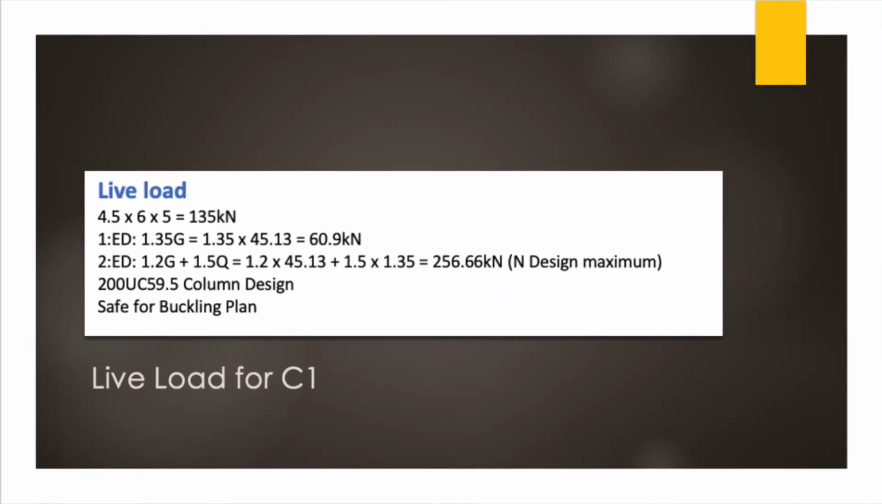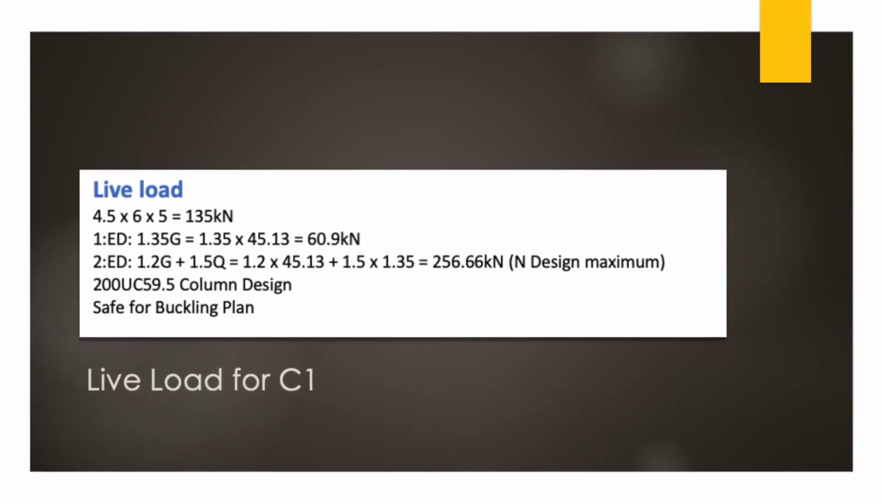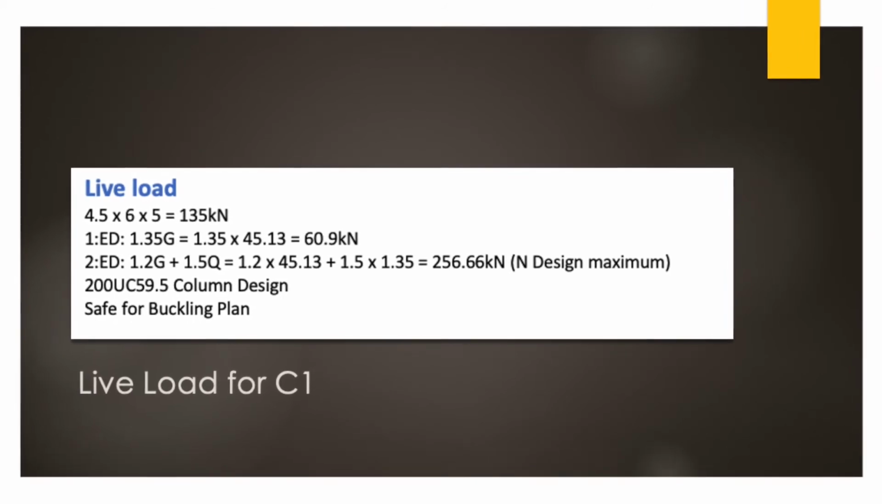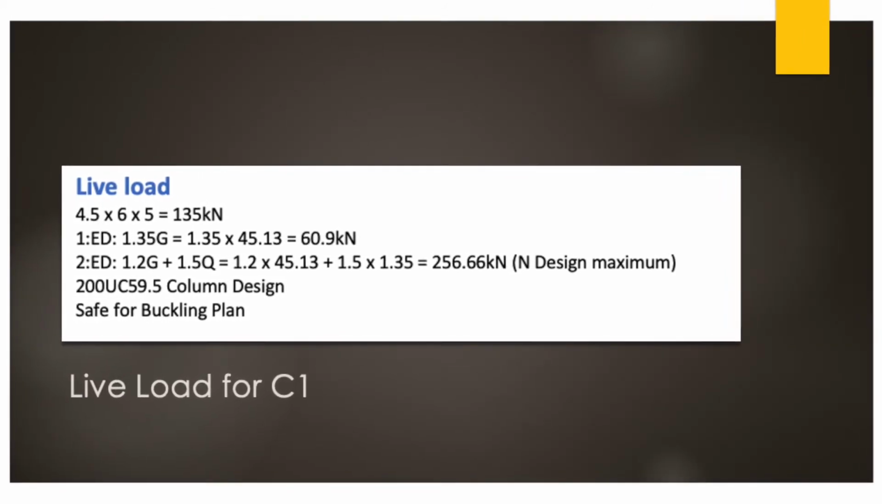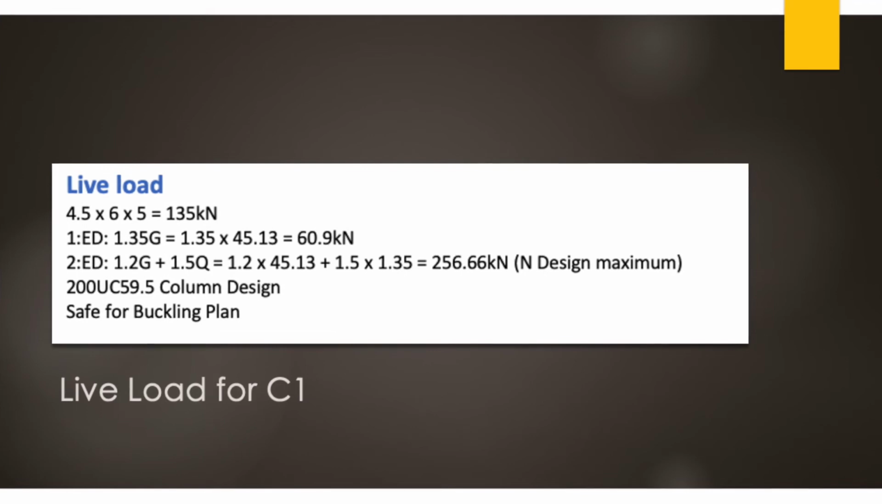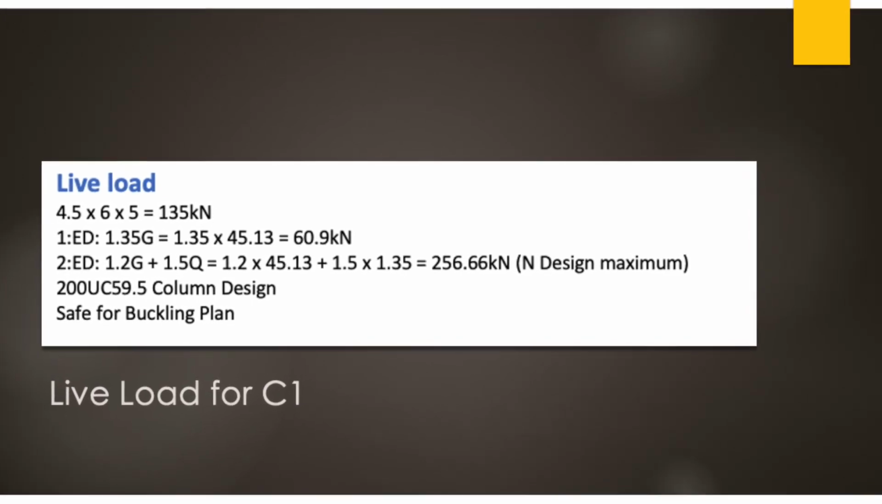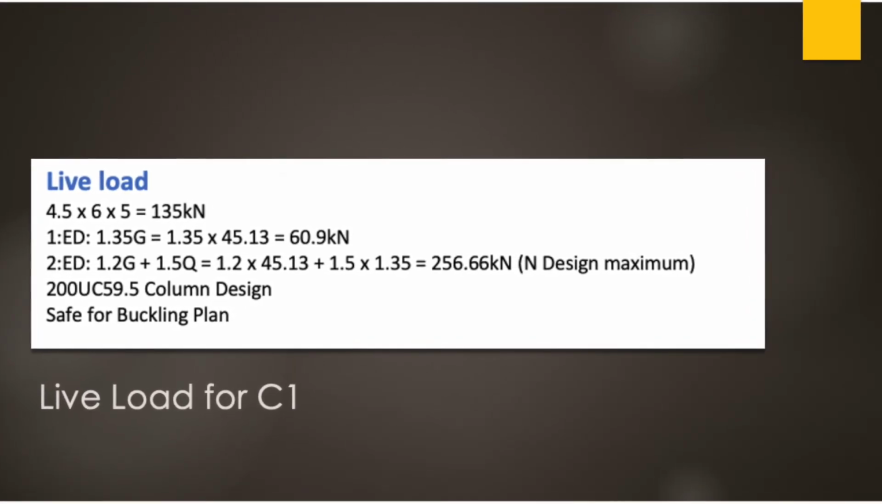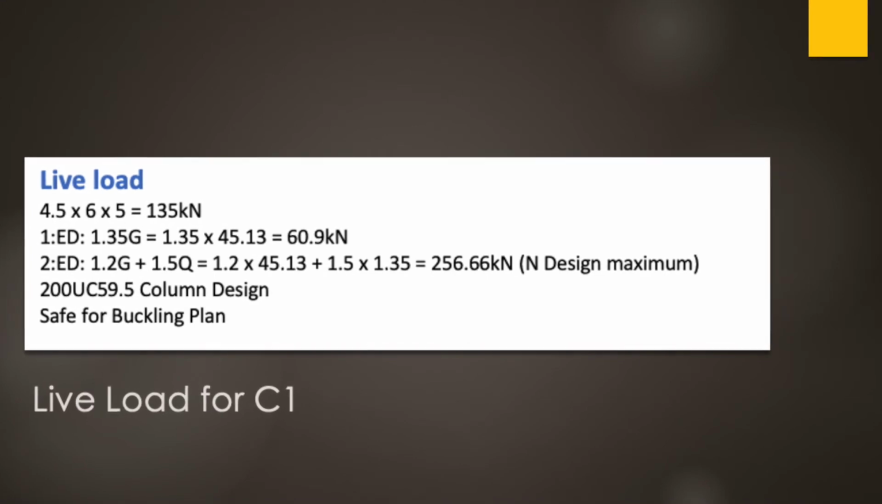This slide identifies the live load for column 1. Because of the live load found, which was 256.66 kilonewtons, a 200 UC 59.9 column design can be used as a safe design for buckling.